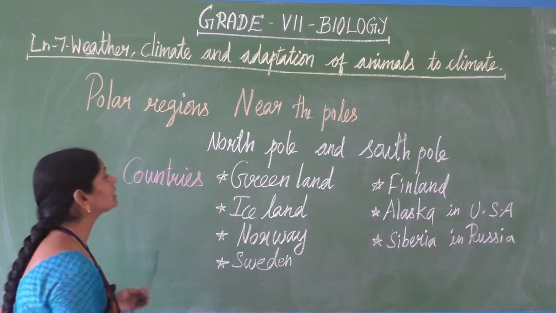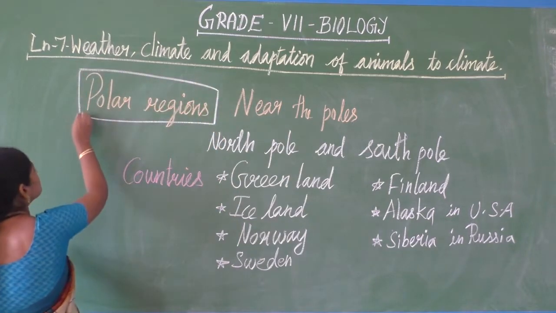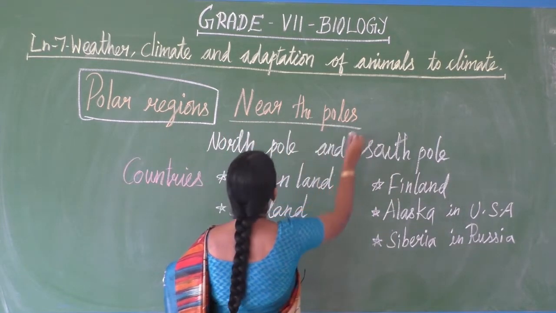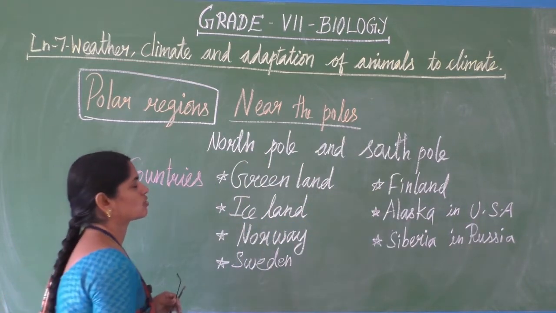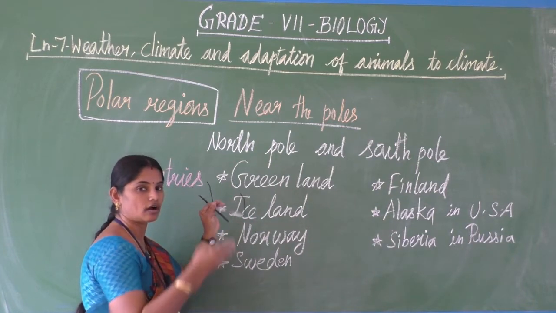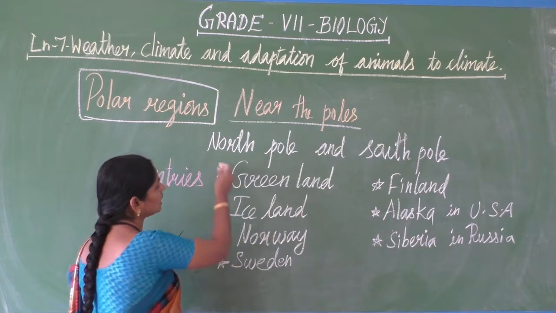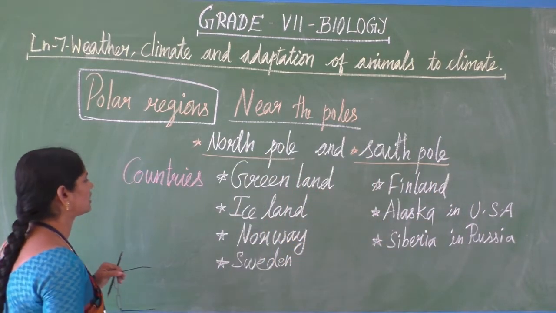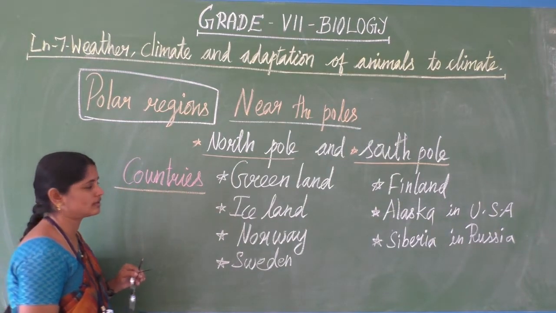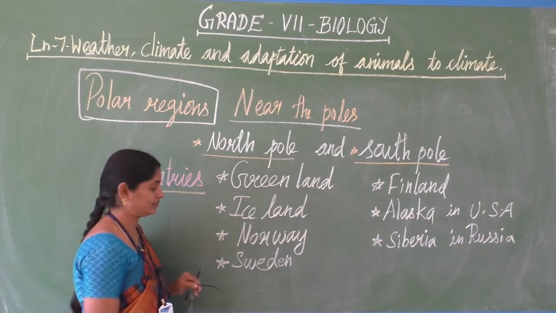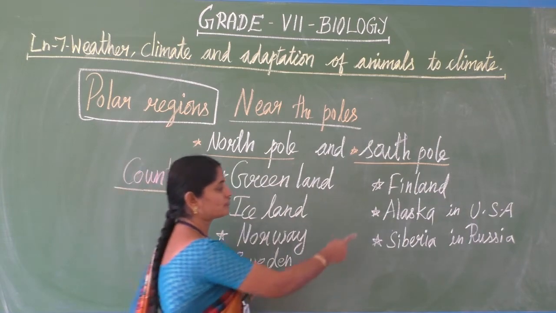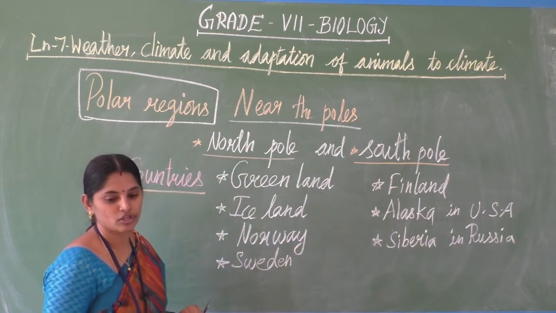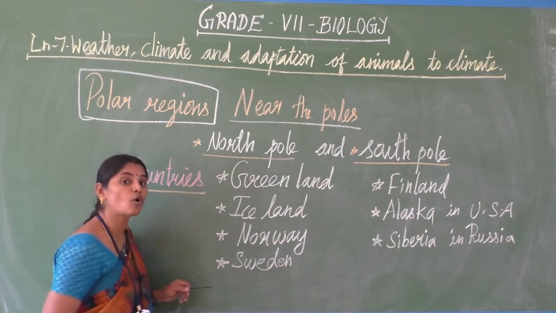Look, children, polar regions. Where are polar regions present? Which area do we call polar region? Polar regions are near the poles. Poles means the upper area of the earth, the north side and south side. One is the north pole and another is the south pole, isn't it? What are the countries that lie in this polar region? Greenland, Iceland, Norway, Sweden, Finland, Alaska, that is in USA, and Siberia in Russia. These are the countries that fall in polar region.